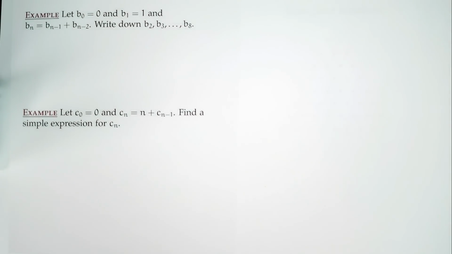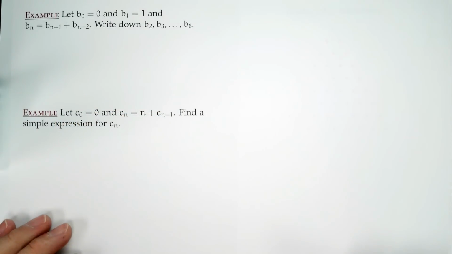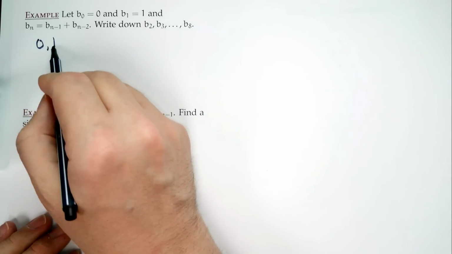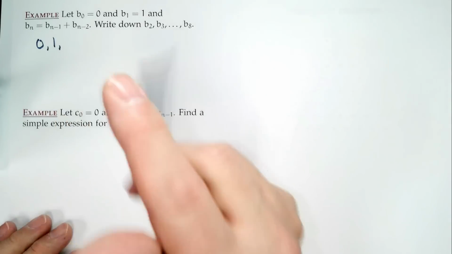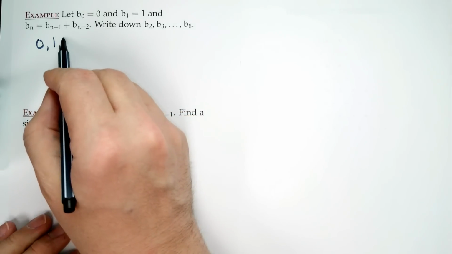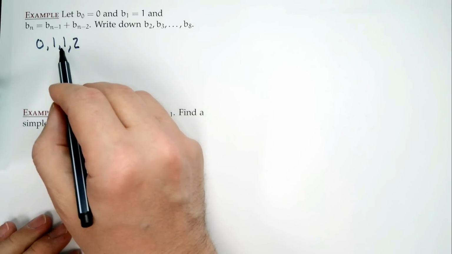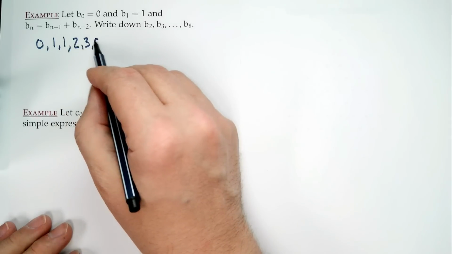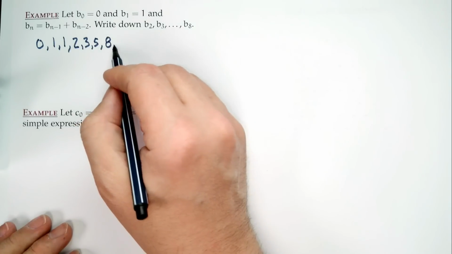Let b0 equals 0, b1 equals 1, and then bn is the sum of the previous two. Well, what does that mean? Let's just write the pattern down. 0, 1. Now for the next term, it says go back and add the previous two together. So 0 and 1 makes 1. All right? Next, 1 and 1 makes 2. 1 and 2, 3. 2 and 3, 5. 3 and 5, 8. 5 and 8, 13.